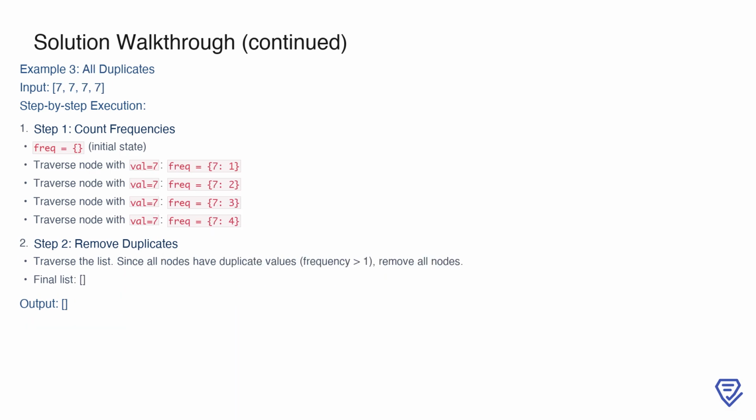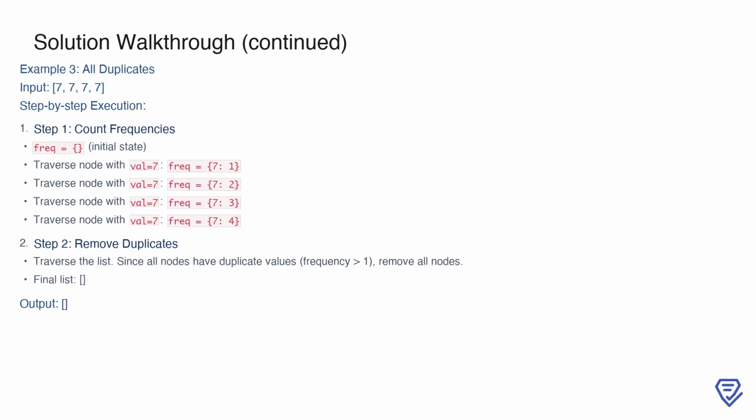Here, the input linked list is 7, 7, 7, 7, where all nodes contain the same value. We start by counting the frequencies. As we traverse the list, we update the frequency dictionary. The first node with value 7 is added with a count of 1. Each subsequent node increments the count for 7, resulting in a final frequency dictionary of {7: 4}.